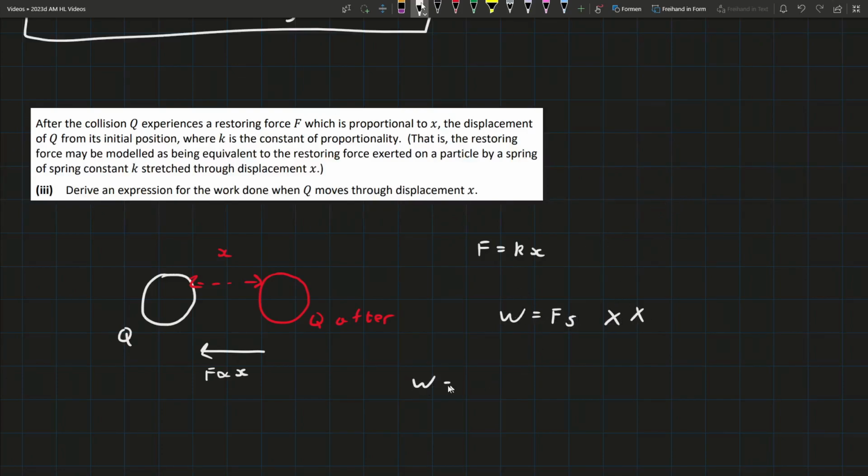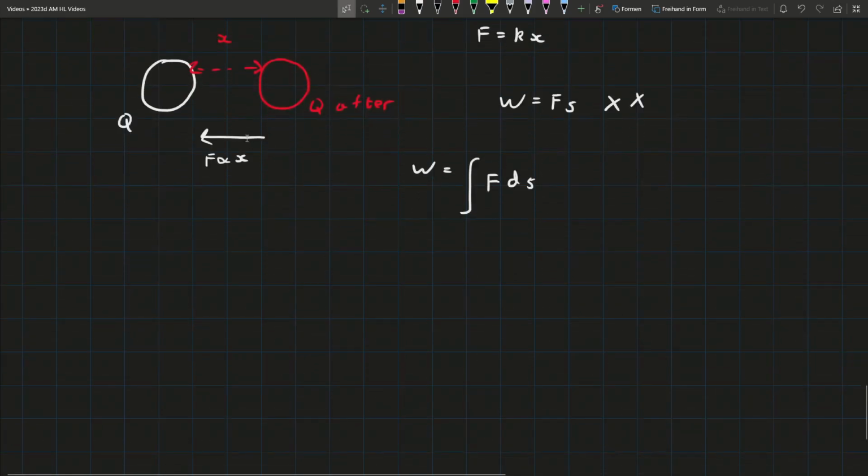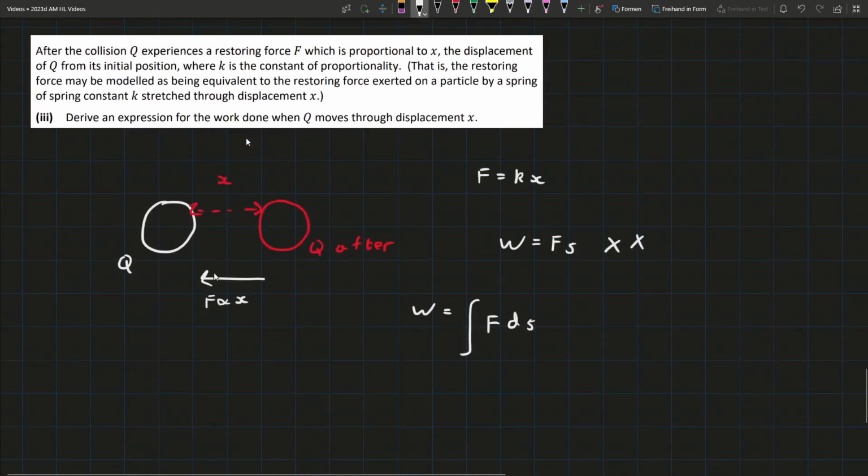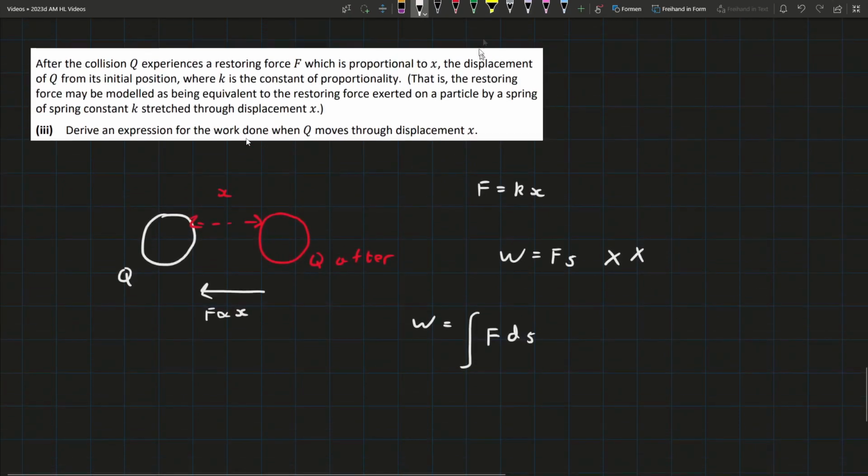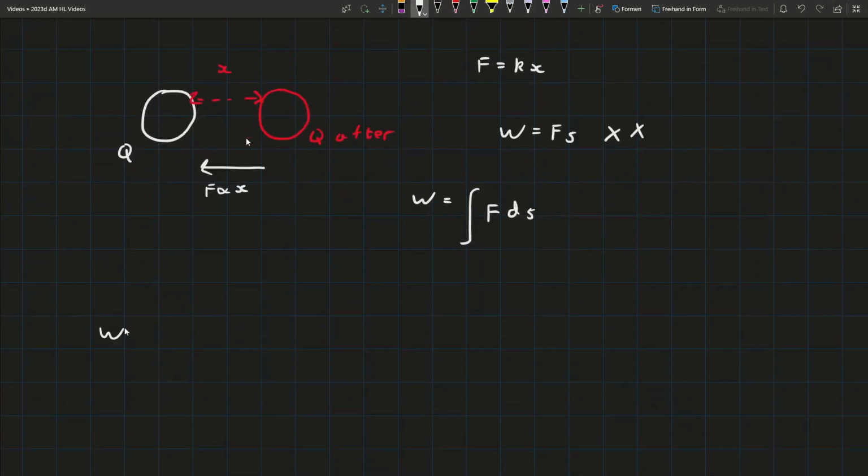Instead, we have to use the one that's not for a constant force, which is the integral of force with respect to displacement. So here our only force is kx. We don't have to worry about the sign because work is a scalar quantity, so we don't want it to be negative. So our work is going to be the integral of kx with respect to x, because x is the displacement. If you just integrate that, we'll get kx squared over 2. That's our work, plus c.